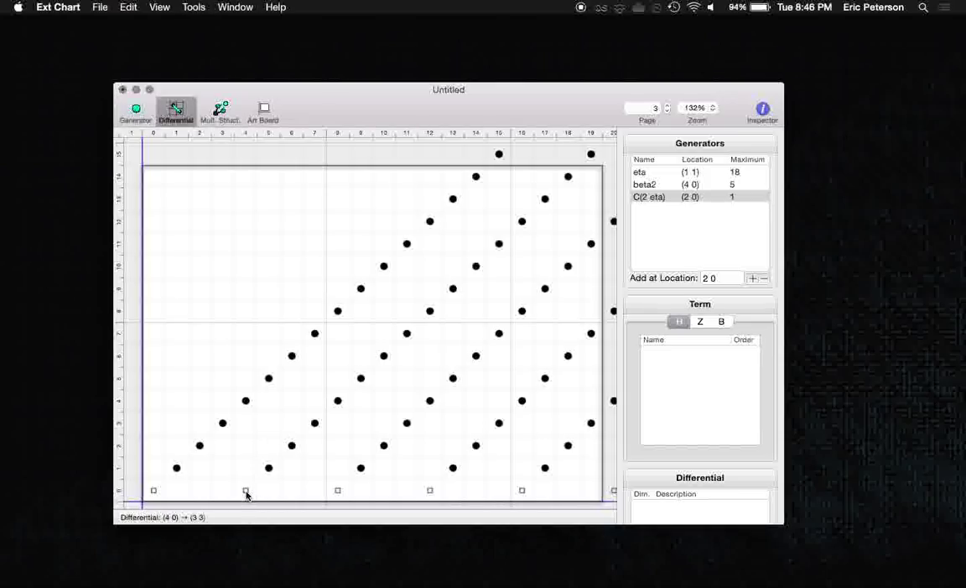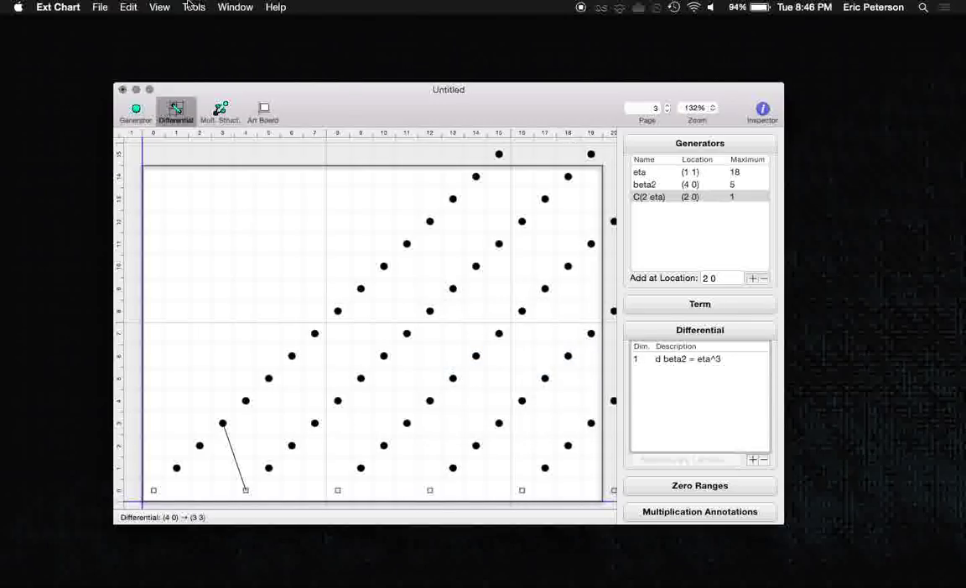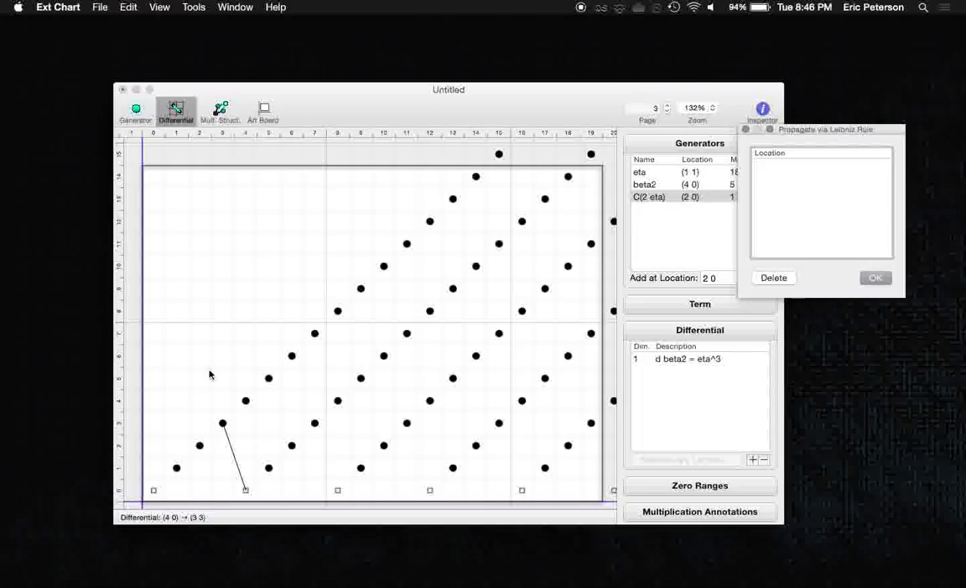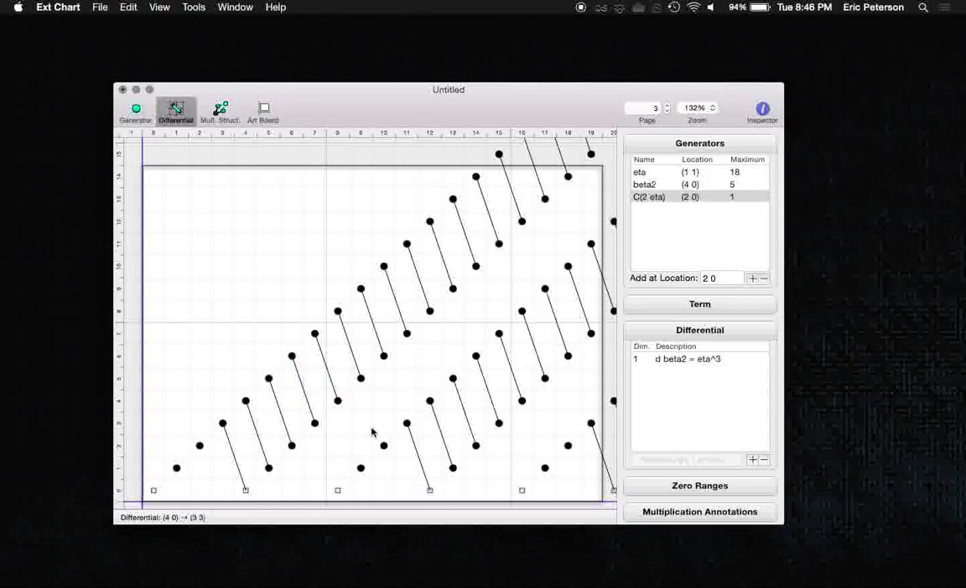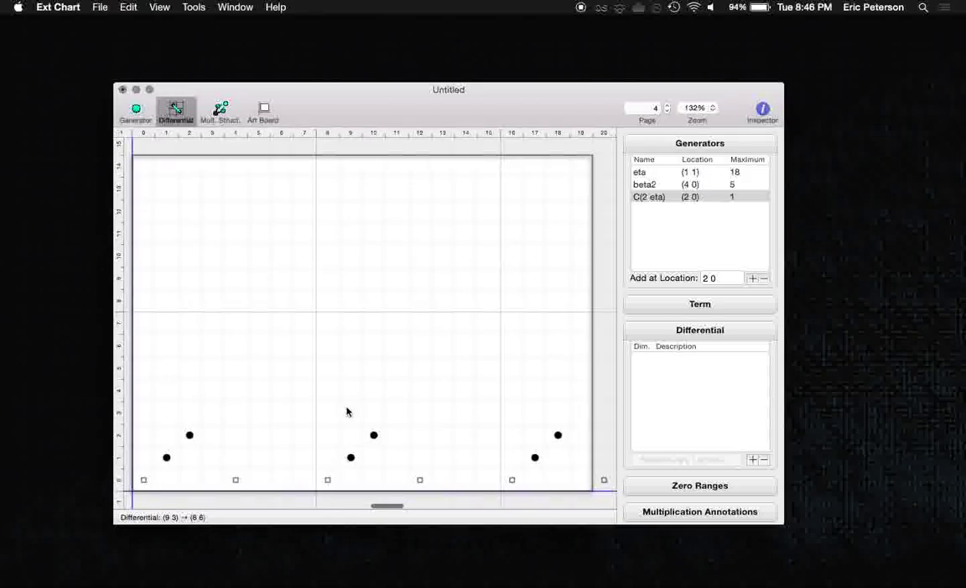On the third page, the last differential in this spectral sequence is a differential sending beta squared to eta cubed. And again, using the Leibniz rule, if I tell Ext Chart what the generators of this page are, it can figure out the rest. And when I turn the page, I see the picture that I'm meant to.